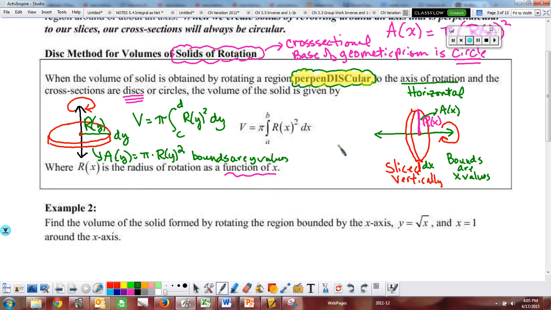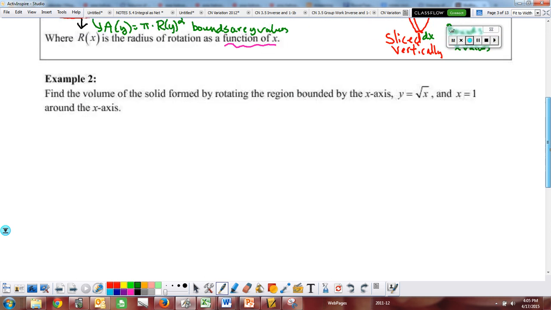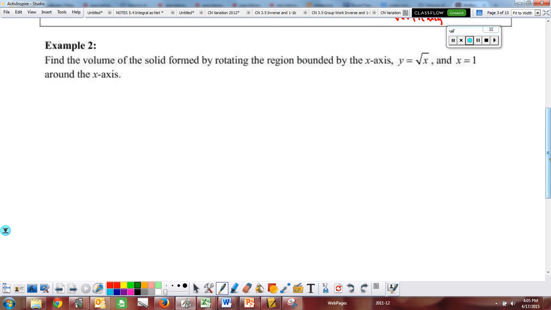That solid will then be sliced into slices of bread, which will always end up being discs. We will calculate the volume of each disc by finding the area of the base times the height, and then we will add them up and it turns into a Riemann sum, and that will be our estimate for our volume. So let's take a look down here at example 2.